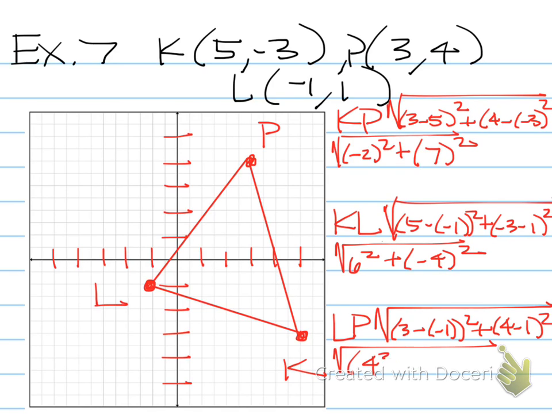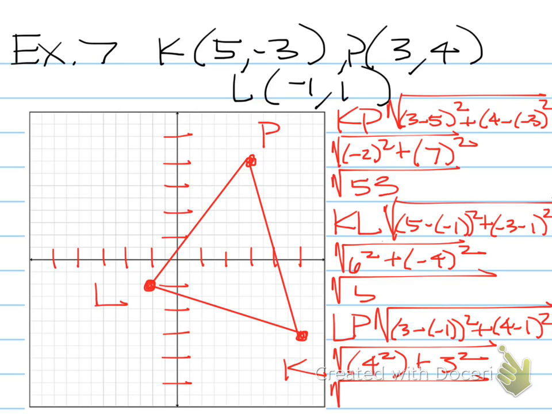So once we do all of the calculations using the distance formula, we determine that KP has a length of the square root of 53, KL is the square root of 52, and LP is the square root of 25, so this would be a scalene triangle.